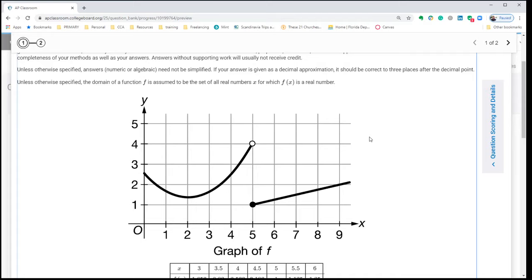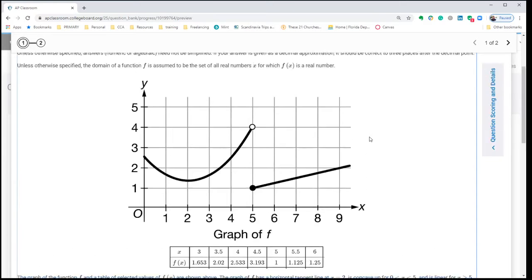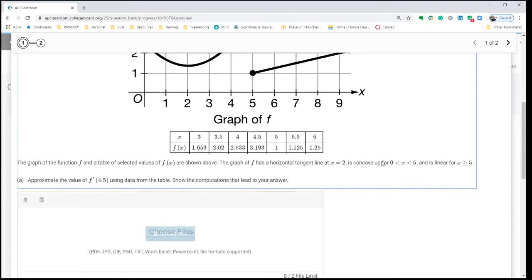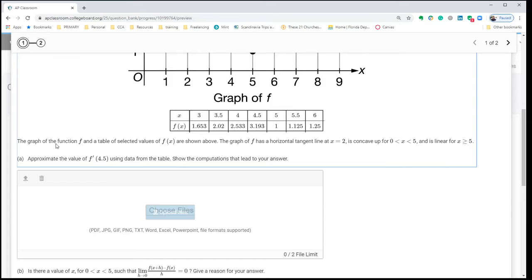All right, so we have these two figures that are going to be the things for this problem. We got a graph, and we got the table of values for selected values x and f of x. And if you check, you can see the graph does in fact match. f of 3 is about 1.65. f of 5 is 1. f of 4 is at about 2.5. Excuse me. So the graph does match. They're not trying to be too tricky, although you're going to see in a moment they are getting a little tricky.